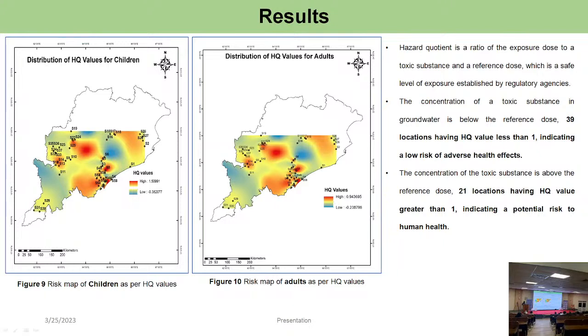So here you can see that I have represented hazard quotient values. 39 locations have hazard quotient values less than 1, which indicates low risk of adverse health effects. And 21 locations have a hazard quotient value greater than 1, which indicates potential risk to human health. I have represented adults and children here.